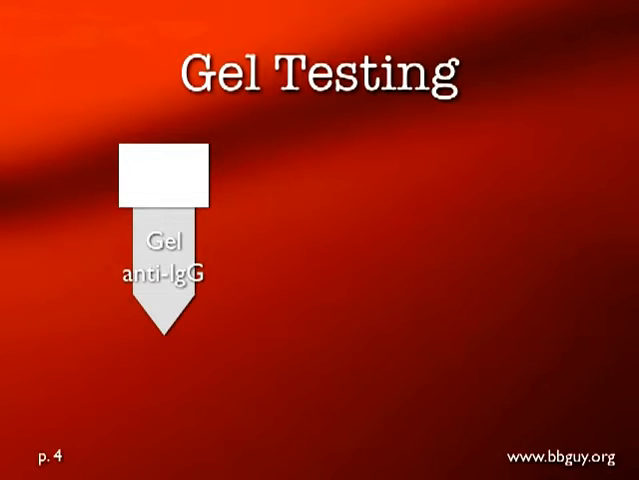That anti-IgG is designed to grab onto IgG coated red cells as they go by, and to keep them from going to the bottom of this microtube. That's the basic principle of it. So here's how it works.